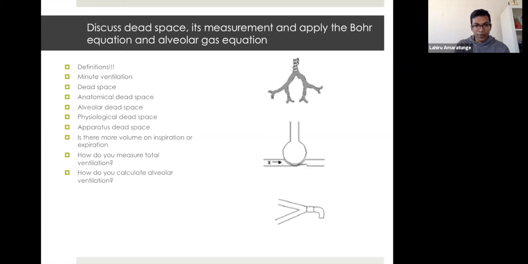So how would you calculate that? You can calculate your total ventilation by a subject pretty much just breathing out into a box, and then you can take away all the dead space ventilation from that.